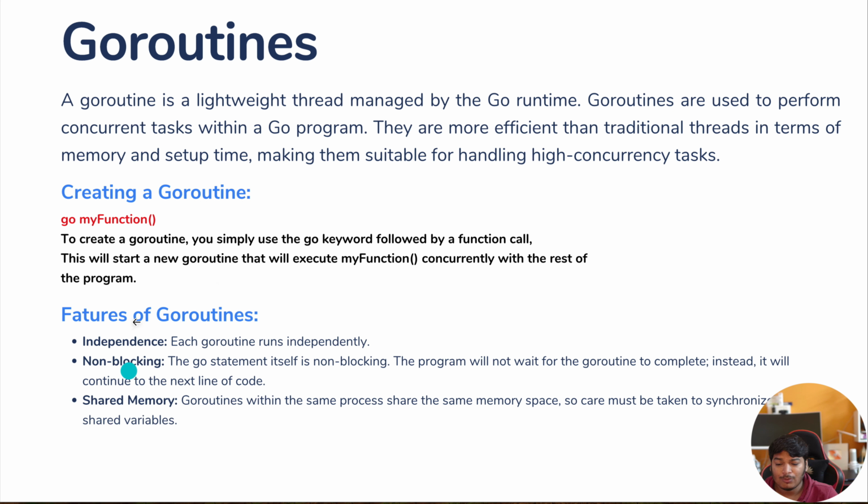Okay, what are the features of this Go routine? Independence: each Go routine runs independently. Non-blocking: the go statement itself is non-blocking. The program will not wait for the Go routine to complete. Then shared memory: Go routines within the same process share the same memory space. So care must be taken to synchronize access to shared variables.